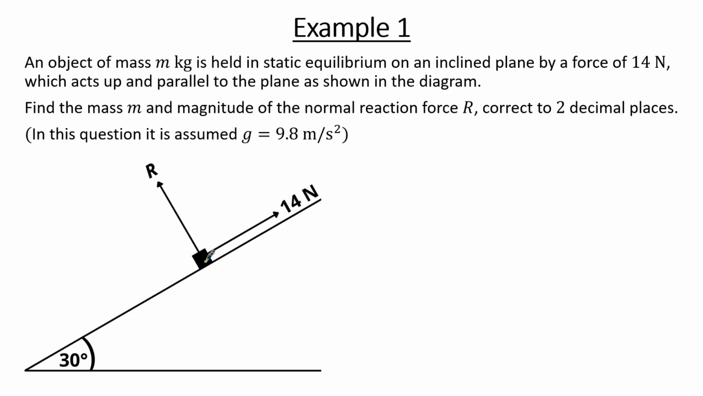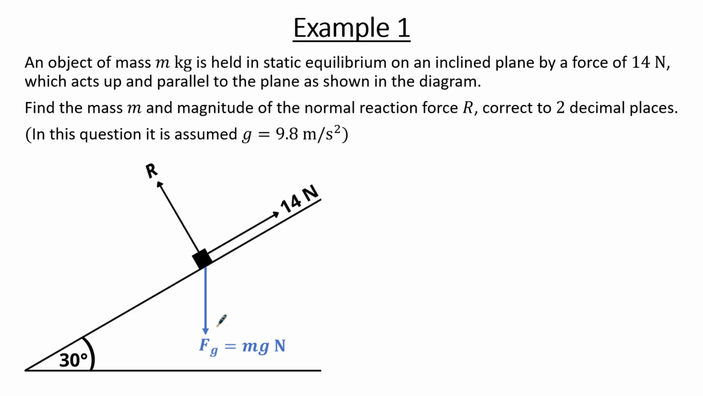Now if we look at this mass, we know that gravity acts vertically down on the mass, and the weight then is equal to the force due to gravity, which equals the mass of the object multiplied by g. And this formula here comes from Newton's second law, F equals ma, where the acceleration in this example equals g.